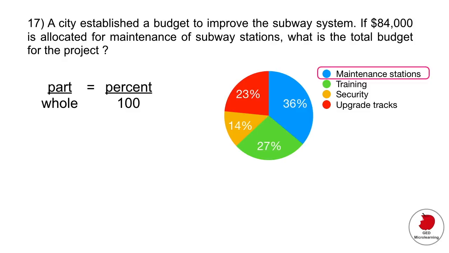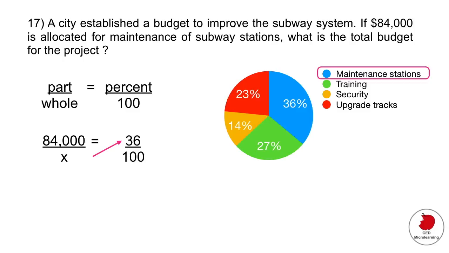and they're telling us that $84,000 are allocated for maintenance of the subway station. Okay, so that would be the part. If we look at the graph, as we said, that is 36% of the total budget, which is there in blue. So you would plug that number in, as you can see on screen, and all you have to do now is solve for x.